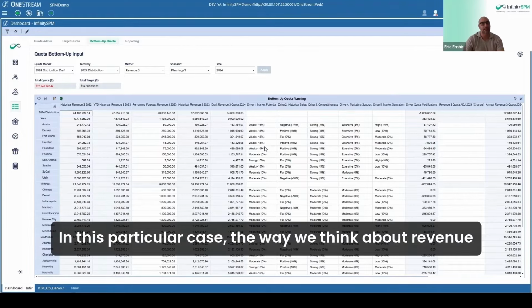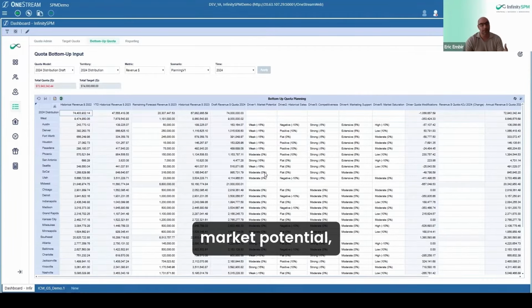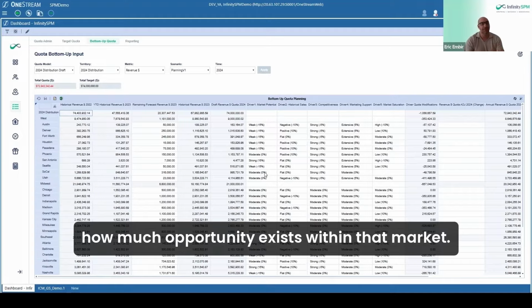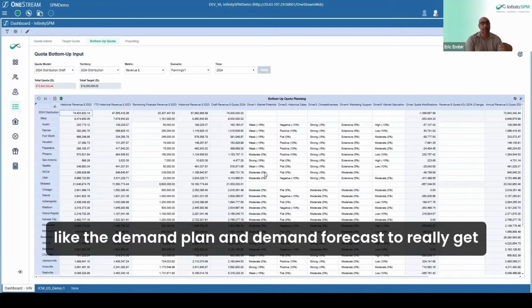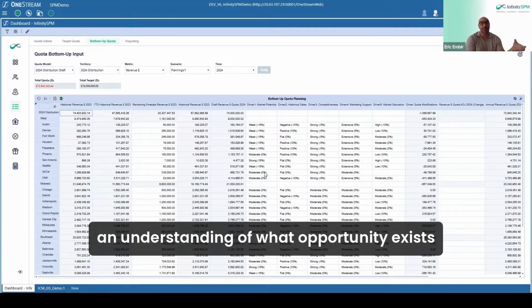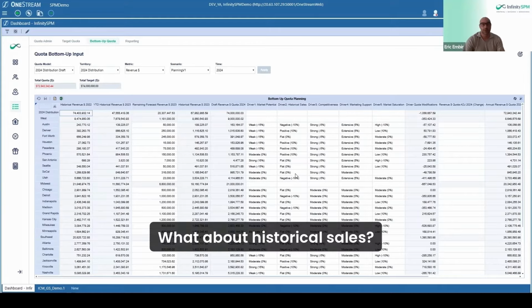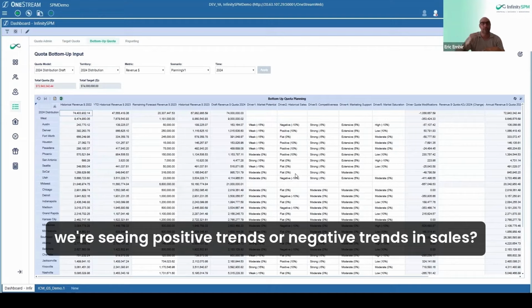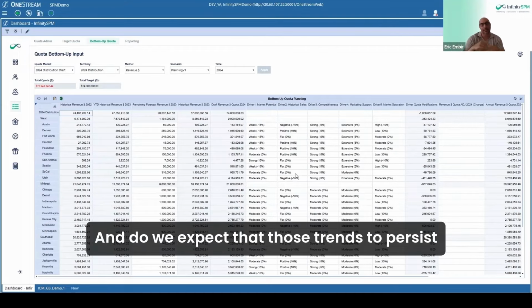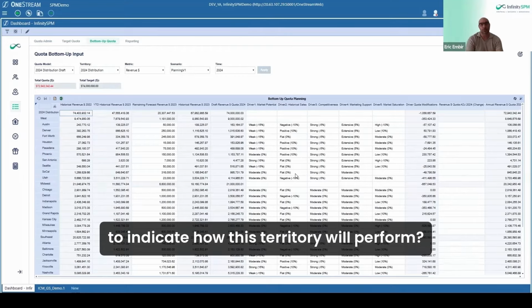In this particular case, the way we think about revenue is understanding these 5 drivers. One is market potential: how much opportunity exists within that market. And that's where we could tie it back to things like the demand plan and the demand forecast and really get an understanding of what opportunity exists based off certain indicators that we analyze. What about historical sales? If we have visibility into whether or not we're seeing positive trends or negative trends in sales, do we expect those trends to persist in the following years to come? As a means to indicate how this territory will perform.